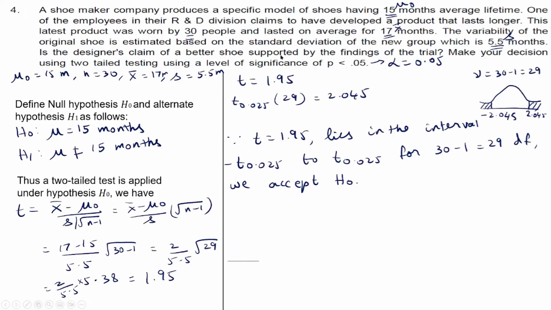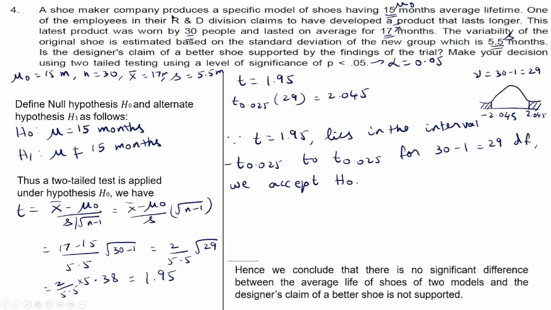There is no significant difference between the product which is developed by the employee and the product which the company is already producing. Hence, we conclude that there is no significant difference between the average life of shoes of the two models, and the designer's claim of a better shoe is not supported.